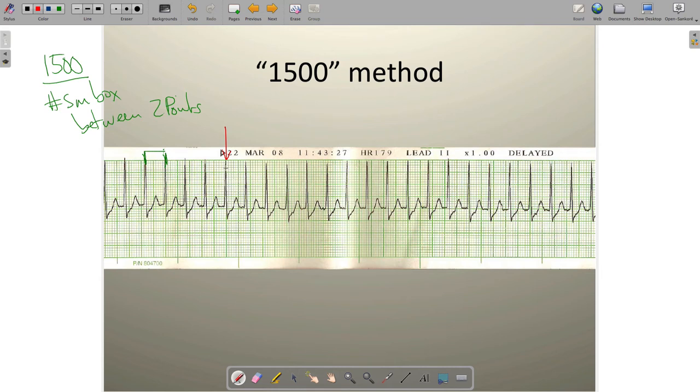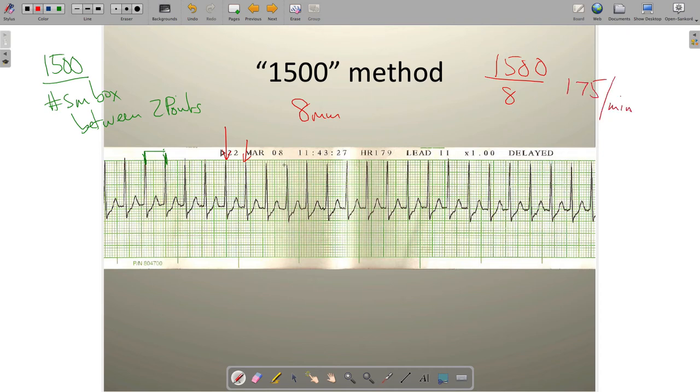So now I'm going to measure. I'm going to just count the number of small boxes. So I'm going to go out one big box. That's 5, 6, 7, 8. So where this ends here, this is exactly 8 millimeters. So I'm going to say the rate here is 1500 divided by 8, which puts me right around the 175 mark.